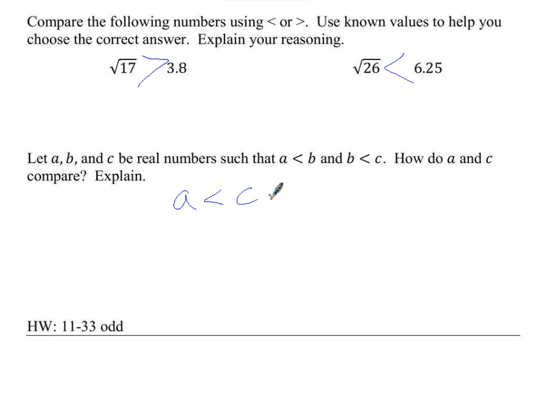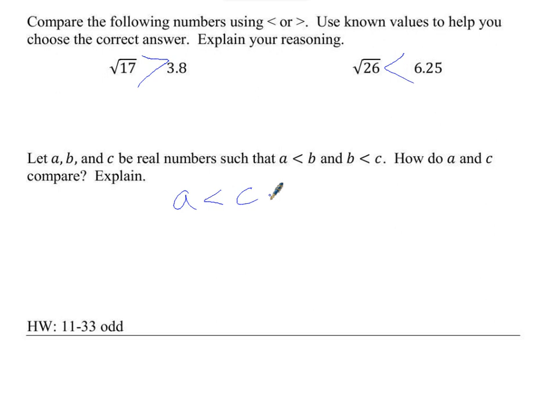If A is less than B and B is less than C, if I were to put those on a number line and arrange them, then A must be less than C. That is the only thing I can conclude from this statement. So how did you explain it? Okay. So in words, you could say it like that.